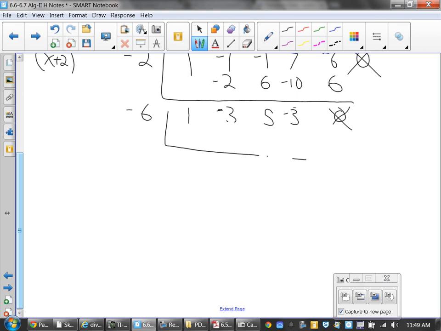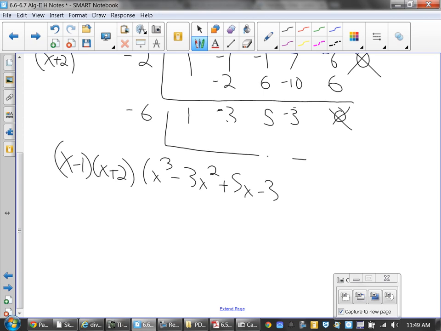You've gone through all your list of possible zeros. You factored out everything you could, so right now you're left with x minus 1, x plus 2, and this was x cubed minus 3x squared plus 5x minus 3. You just leave it, and you're done, because all the possible zeros that you could find out of that were 1 and -2. There's no quadratic when it's a cubic.